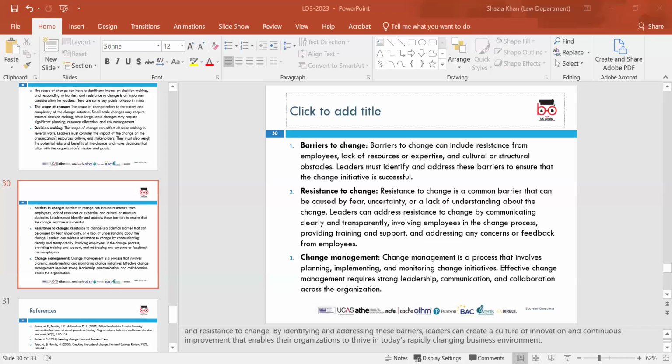Change management is another process that involves planning, implementing, monitoring, and measuring success. It is a crucial part of change initiatives, making it easy for the employees for the change to occur.